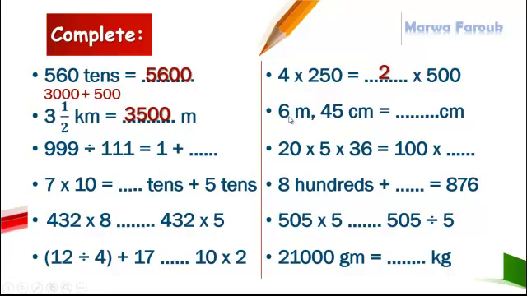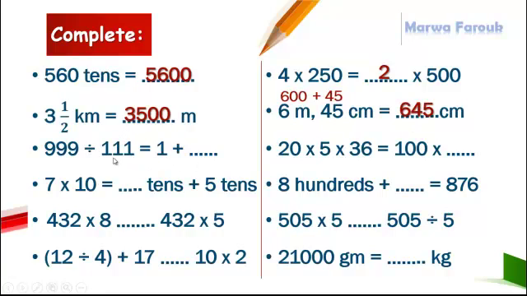Next one is the same, but here we have meter and centimeter. Here I have 6 meter and 45 centimeter equal how many centimeter? 6 meter is 600 centimeter and 45 centimeter will still be the same. So 600 plus 45 will be 645 centimeter.